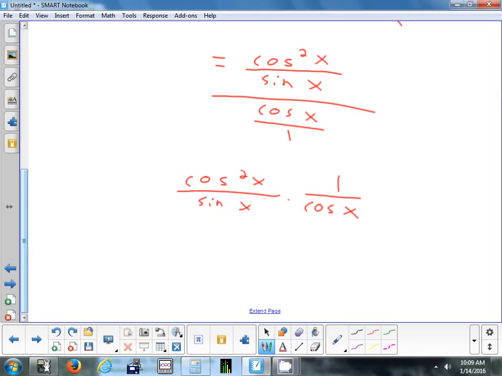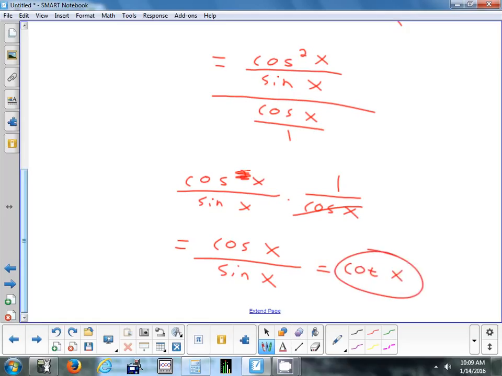Now I can cancel cosine from the bottom and a cosine from the top. So I'm left with cosine over sine. And if we remember the quotient identities, or sometimes they're called tangent and cotangent identities, cosine divided by sine is cotangent. Right? So that one simplifies very nicely to just a single trig identity.